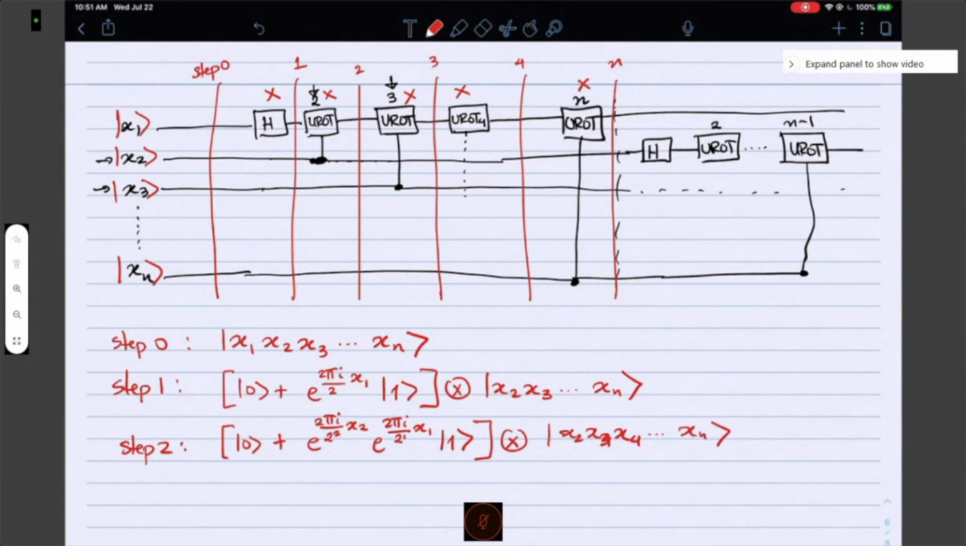Okay, step 3, let's write down. We do exactly the same thing with x3. So e to the 2 pi i over 2 to the power of 3 x3, e to the 2 pi i over 2 to the power of 2 x2, e to the 2 pi i over 2 to the power of 1 x1, 1, with all the others.